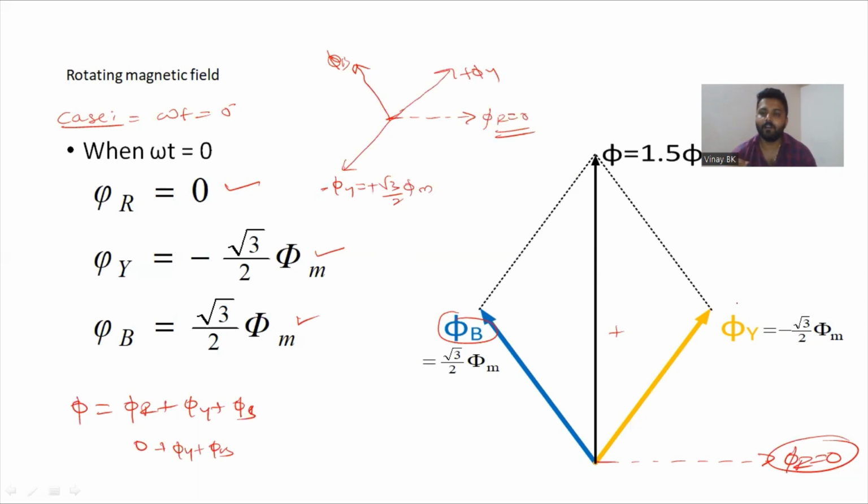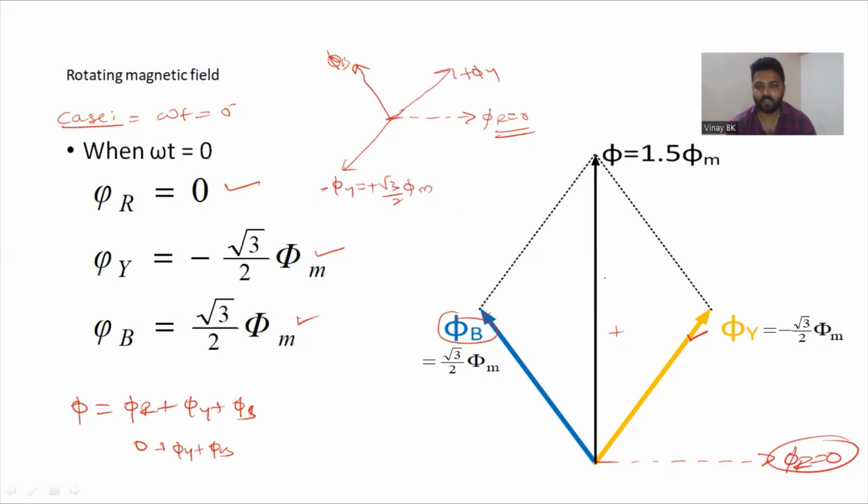Now, phi B plus phi Y. Then you have to do phasor addition. From the tip of phi B, draw a line parallel to phi Y, and from the tip of phi Y, draw a line parallel to phi B. Then you get the resultant flux, that is the total flux, by adding phi Y and phi B. The angle between phi R and phi B is 120 degrees, which will be divided as 60 degrees and 60 degrees, so that these angles are 30 degrees and 30 degrees. By adding these two, we get 1.5 times phi M.